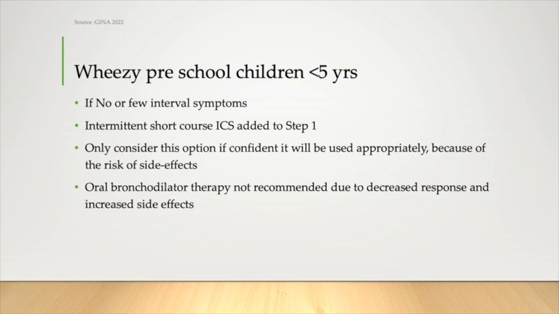What about wheezing preschool children who are less than 5? We see a lot of them even as adult pulmonologists. Remember that if these patients do not have interval symptoms and they just come to you with a wheezing episode for an opinion, you can give intermittent short courses of inhaled corticosteroids along with the SABA, but only if you know that this will be used appropriately. We do not want the child to be on a long-lasting inhaled corticosteroid at such an age, and oral bronchodilator therapy, oral salbutamol therapy, is not recommended.